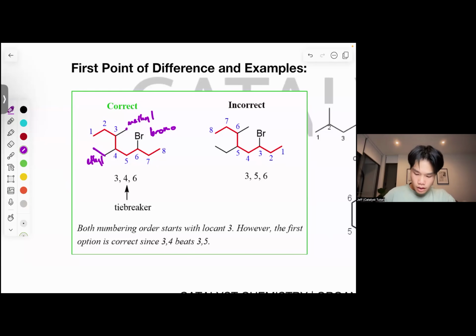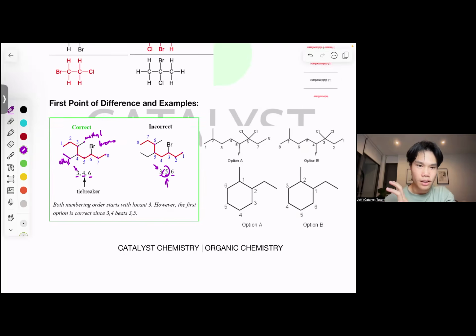So if you were to number from left to right, 1, 2, 3, 4, 5, 6, 7, 8, the numbers are 3, 4, and 6. Whereas in the other example, the numbers are 3, 5, then 6. Because the first two numbers, 3 and 3, are exactly the same, the first point of difference is the 5. So this is a higher arrangement of locants and wouldn't be correct in this instance. The other one would be.